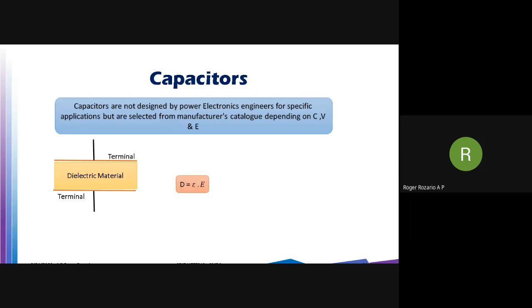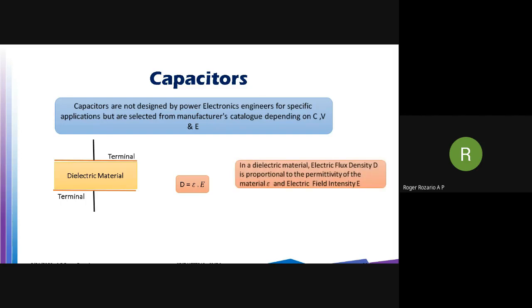D is the dielectric flux density, epsilon is the permittivity property of the dielectric material, and E is the electric field intensity. Electric field intensity is created because of the charges present between the two terminals. So this you have seen in the first class. In a dielectric material, the electric flux density D is proportional to the permittivity of the material and the electric field intensity E.